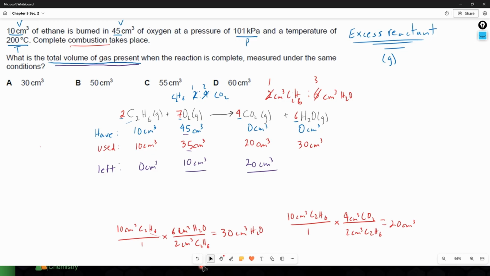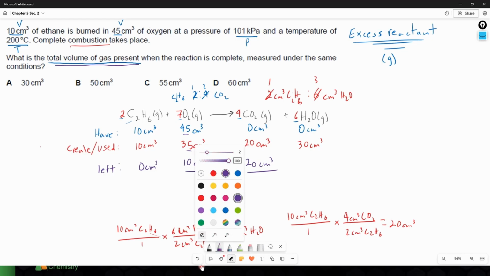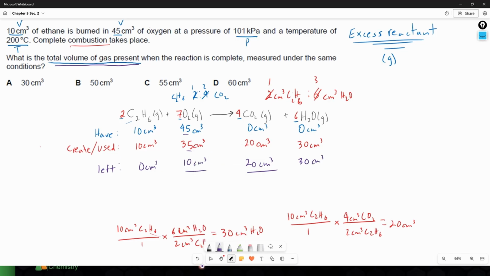So we create 30 cubic centimeters of water, sorry, not ethane, which means that at the end of this, let me put this in purple, we have the 30 cubic centimeters of water that are created.